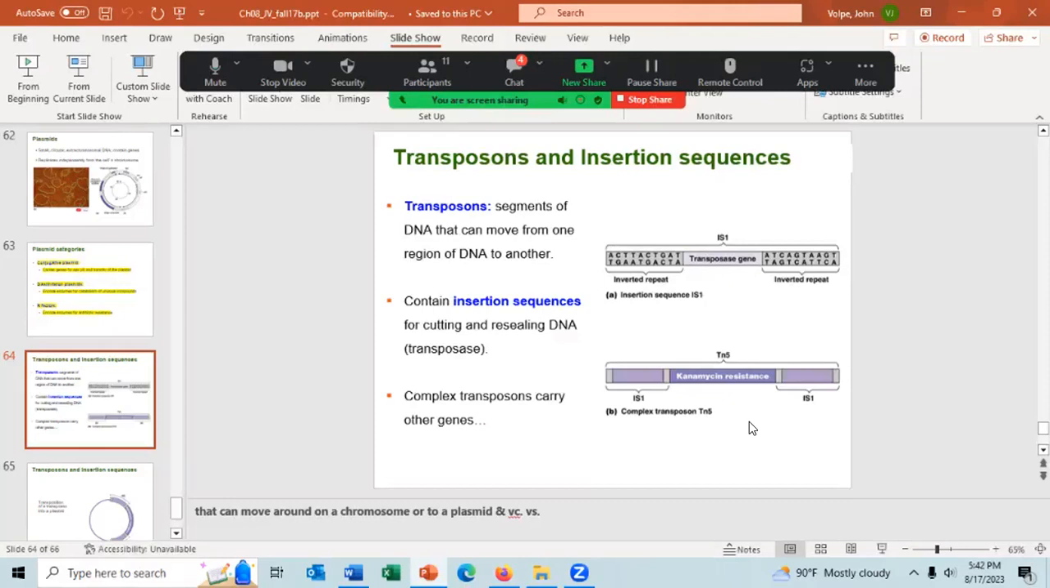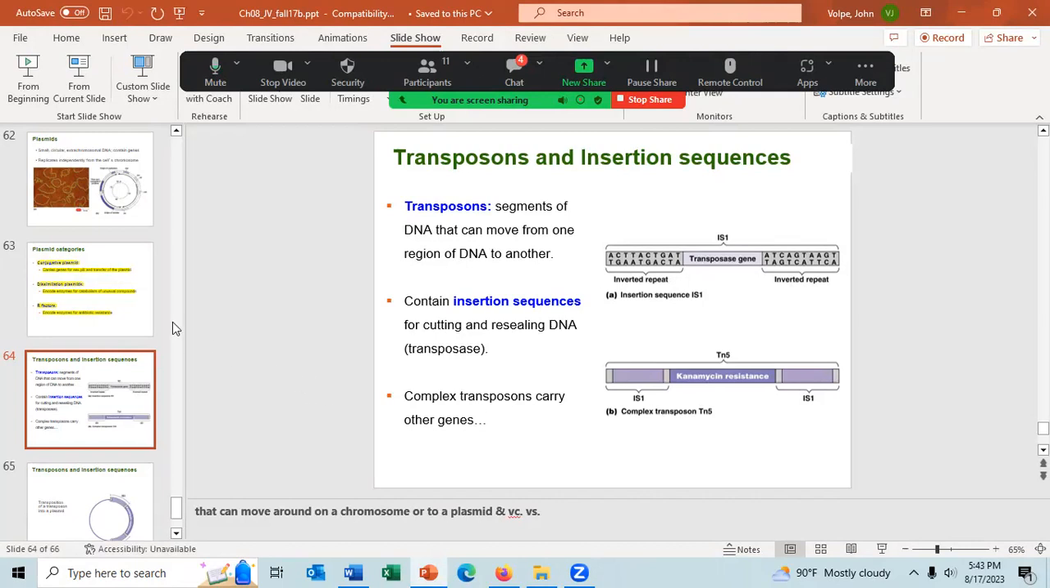All right. Well, transposons are really important for cells because they're shuffling DNA around in the cell. They can move it from one location to another, one chromosome or part of the chromosome to another, and they can also move this DNA from the chromosome into the plasmid or vice versa.